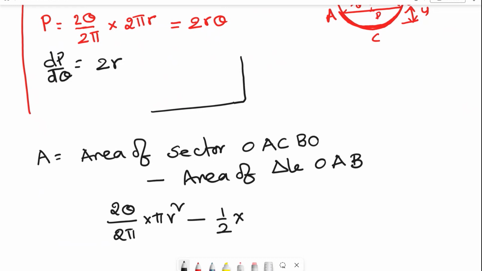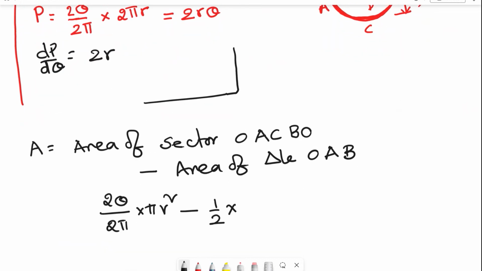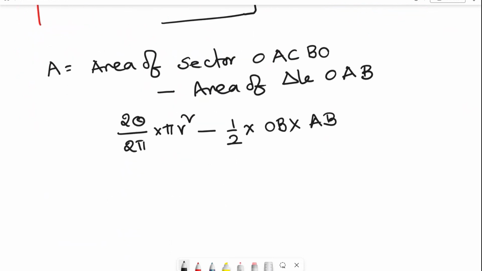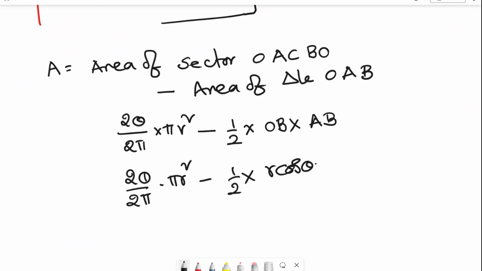Half into the vertical. Vertical means what is that vertical? That is OD into base. Base is what? AB. So it is 2 theta by 2 pi into pi r square minus half into OD, which is r cos theta, into AB, which is 2r sin theta. This is the thing, right? This is what we have.